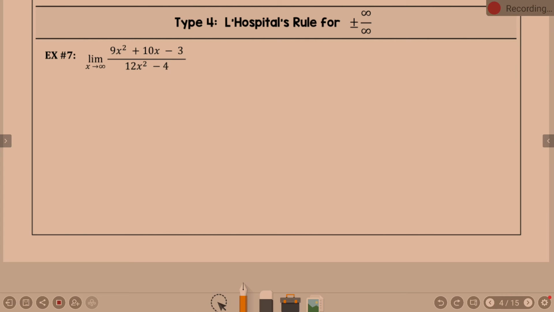So if we look at our highest powers, what do you notice about the highest power in the numerator and highest power in the denominator? They're equal. What's the rule when those powers are equal? It's not 1, it's not 0, it's coefficients.